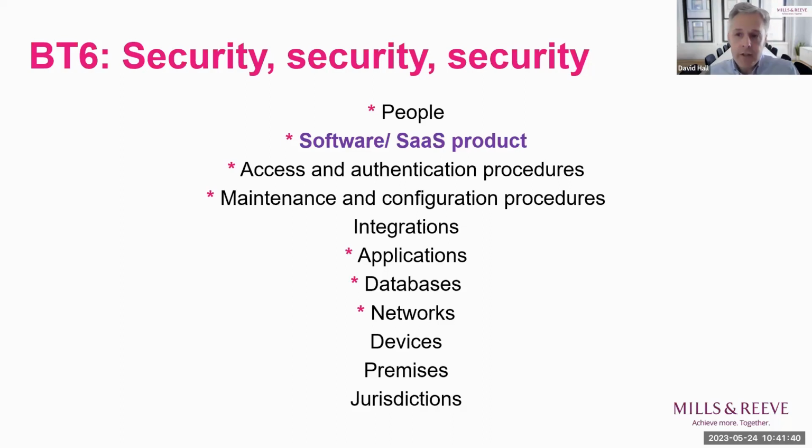You see the items that I've put a pink asterisk against. Those are the security factors that were relevant in a recent ransomware attack that came to my attention. The ransomware attack started with people. The exploit started with a weak password. The attacker was able to access a user account.